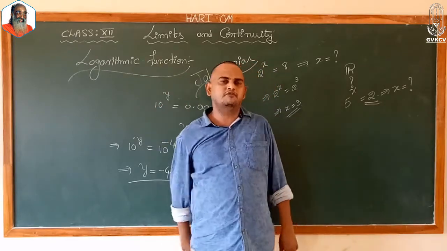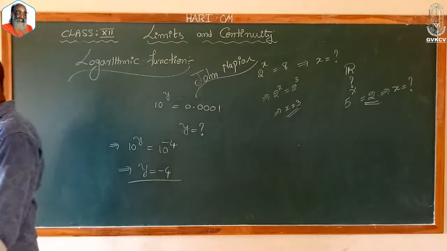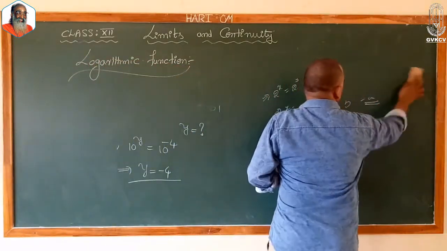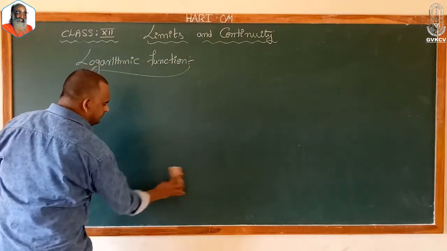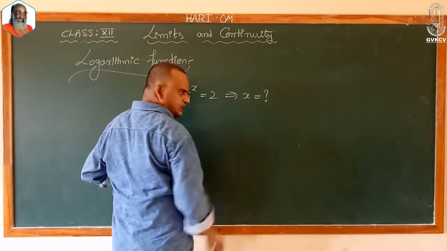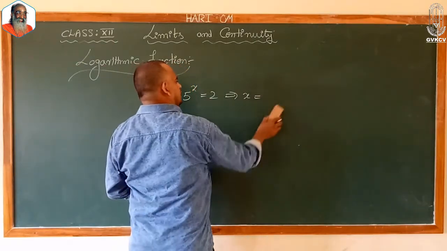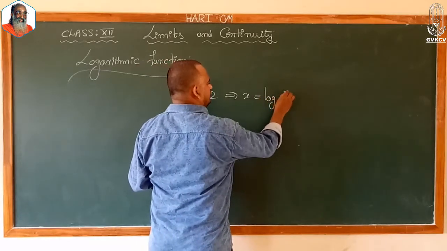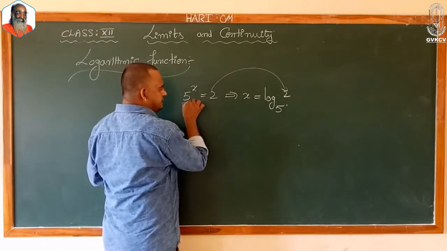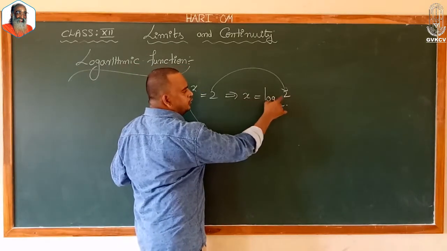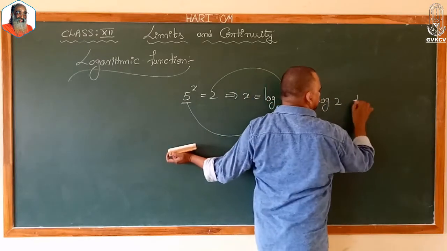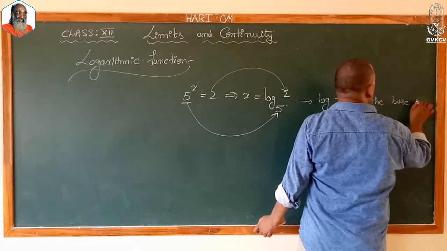To find that real number x, we need logarithms. Now, by using the logarithmic function, how do we find the value? What is the relationship between exponential functions and logarithmic functions? Let us see here. As I told you, when 5 power x is equal to 2, John Napier has given the answer for x as log 2 base 5. Here the number 2 comes here, and the 5 is the base. So the value of x is equal to log 2 to the base 5. We have to read it as log 2 to the base 5.